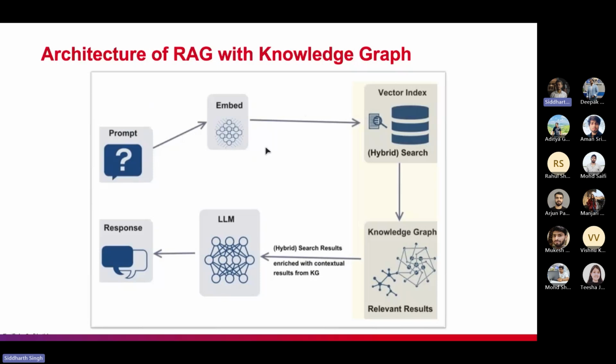from the graph database. So when the system gets a prompt, the prompt is converted into embeddings and then it is sent to the vector index, where it searches for the relevant information in the knowledge graph. After the relevant results are extracted from the vector index or the graph database, they are sent to the LLM along with the prompt, and then the LLM generates the response and gives it back to the user. So that's the structure or architecture of knowledge graph.